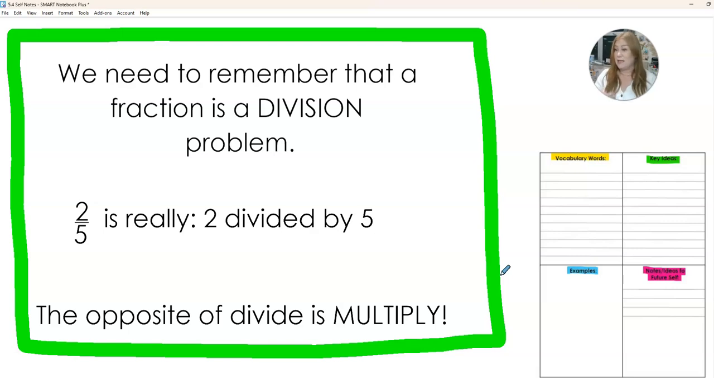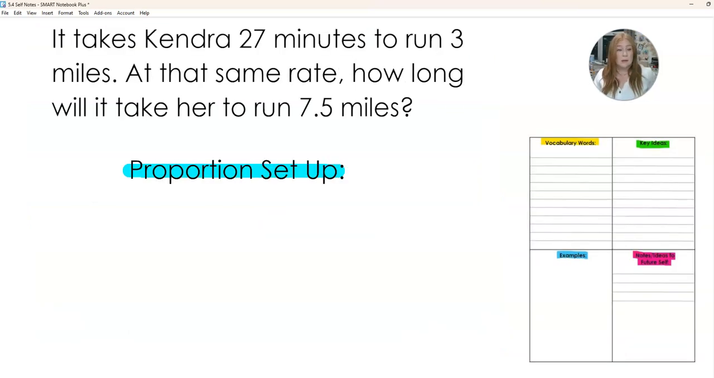We're going to do the same thing in a different way here. You don't need to write that word for word, but you do need the main ideas. Fractions are division. Here's an example. Opposite of divide is multiply. So we're going to do an example, and we're going to practice setting up a proportion.